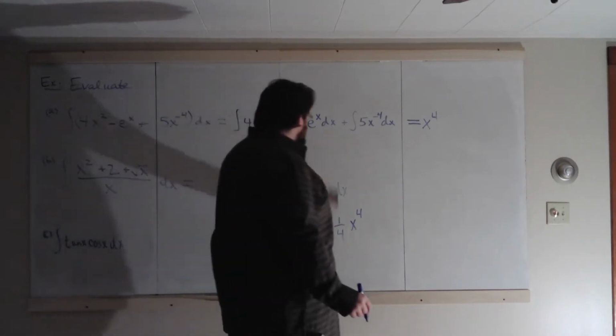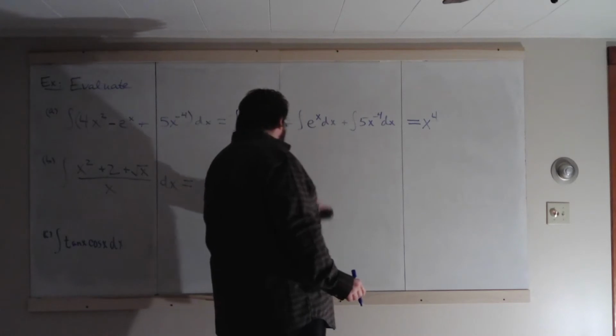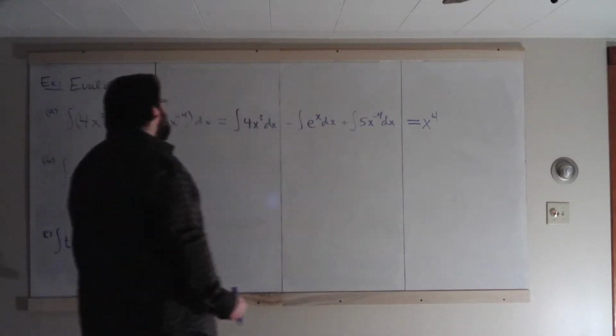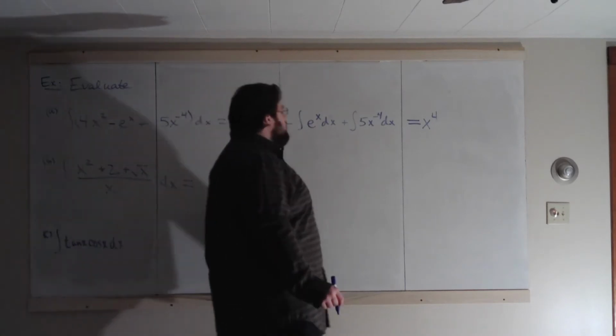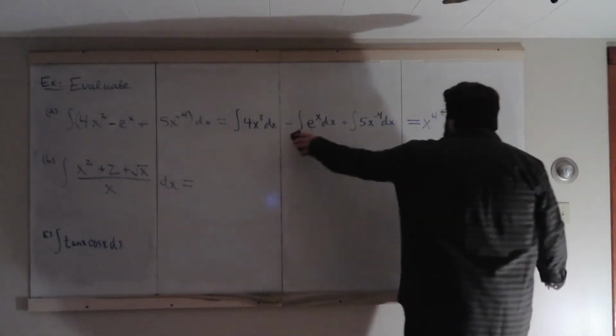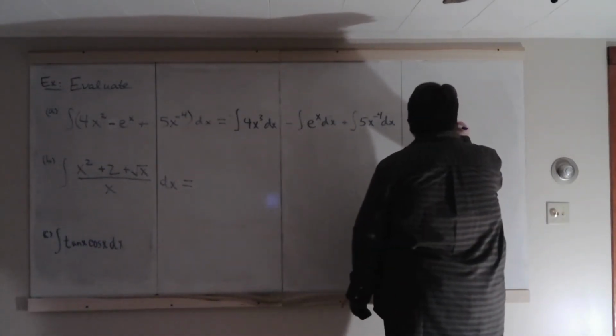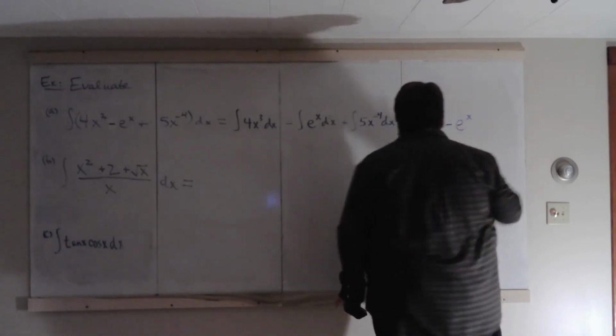What about the next one? Well, rule, I think it was 1, 2, 3, 4. I think it was rule 4 says that the integral of e to the x is e to the x plus c. But we have that negative there. We can't forget the negative. So we get negative e to the x.